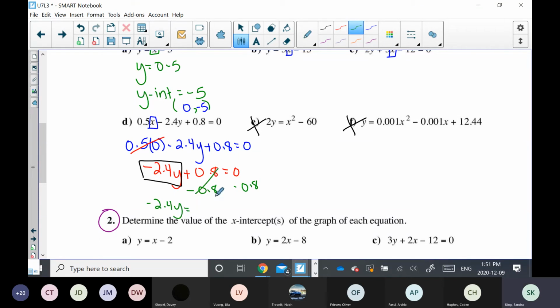2.4y is equal to negative 0.8. And then divide both sides. Remember, some students will say they want to add 2.4 to both sides. No. If it's negative 2.4 and y is next to it, there's a times there. So the opposite of timesing by negative 2.4 is dividing both sides by negative 2.4. And then you will have your y-intercept.